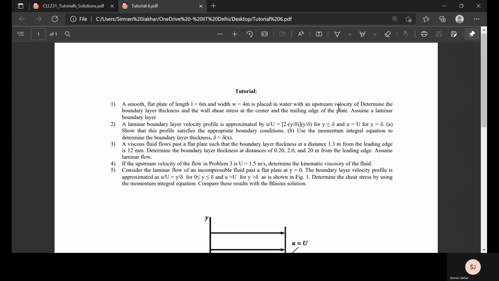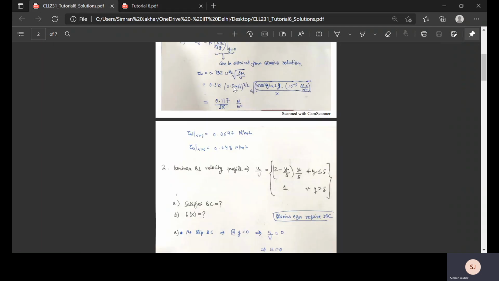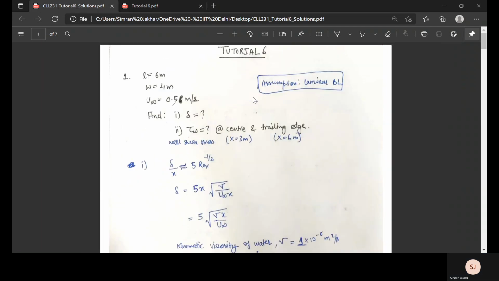Taking a distance x from the starting of the plate, we have to find the shear stress at distance x equals 3 meter and x equals 6 meter. In this problem, we can assume the laminar boundary layer. Now coming to the solution part, we are given all this data.